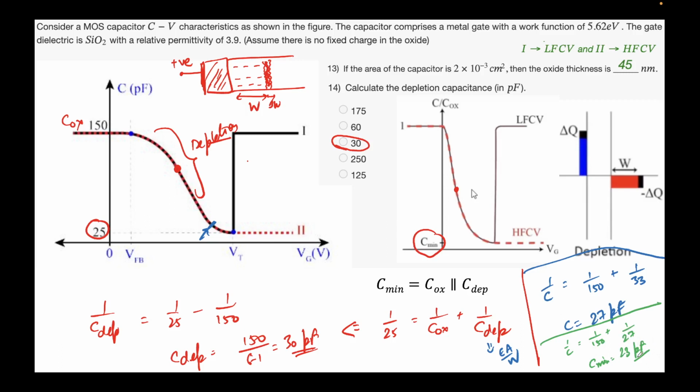Essentially, the larger value will get ignored because we are treating the capacitances as 1 over C's. So the larger capacitance value, when you invert it, will have the lower component. But the key thing I want you to take away from this example is that C minimum is more closely related to the depletion capacitance than to your oxide capacitance. That's the key thing we're learning from this exercise.